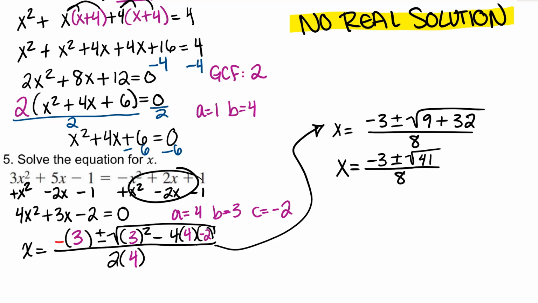No imaginary numbers this time, so we do have a solution, and we didn't have to plug in to find any y's. So our solutions are -3 plus root 41 over 8 and -3 minus root 41 over 8.